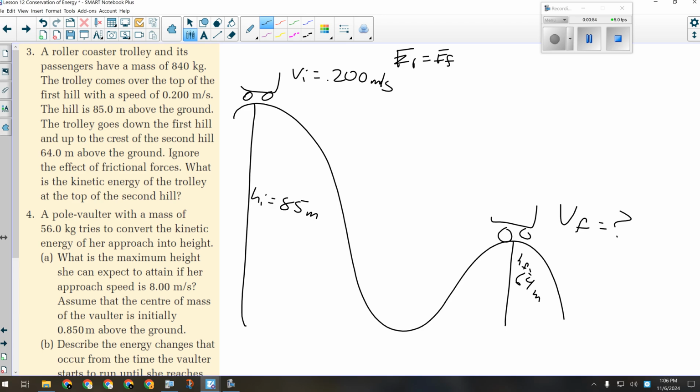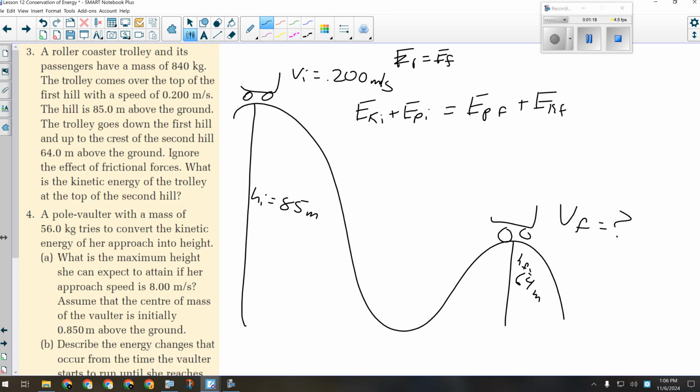If there's no friction, then there's no work being done against friction, and our energy is conserved. That's why we can write that the initial energy equals the final energy, which I can then expand to say kinetic energy initial plus potential energy initial equals potential energy final plus kinetic energy final.